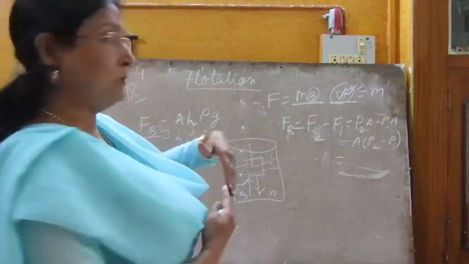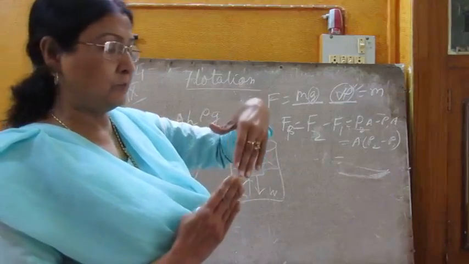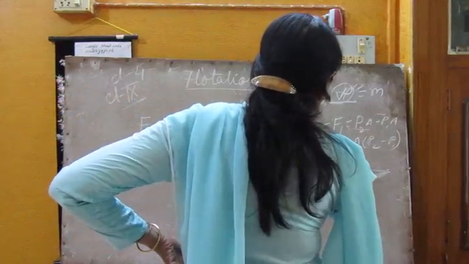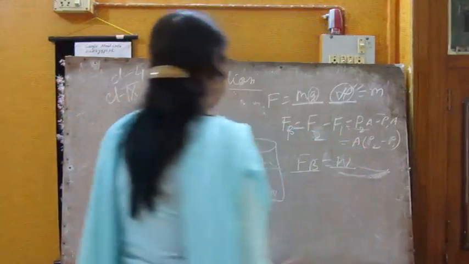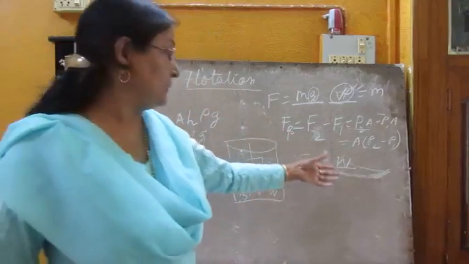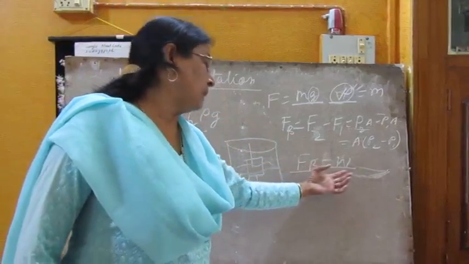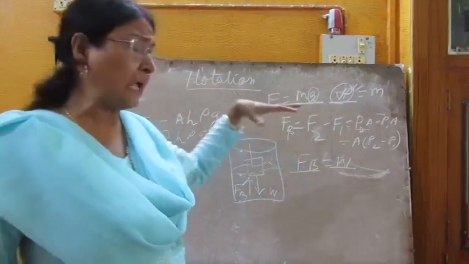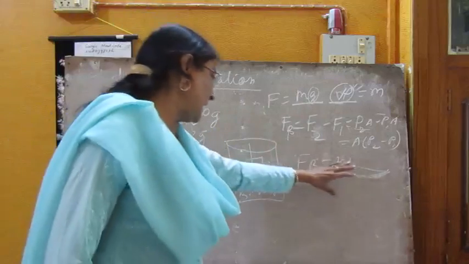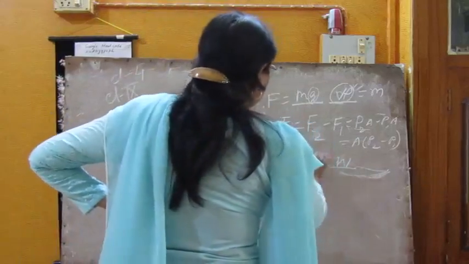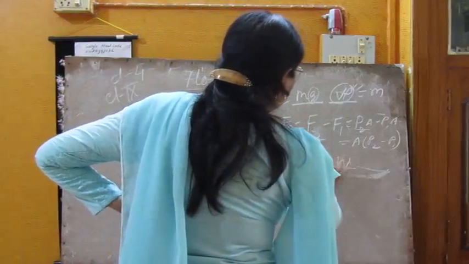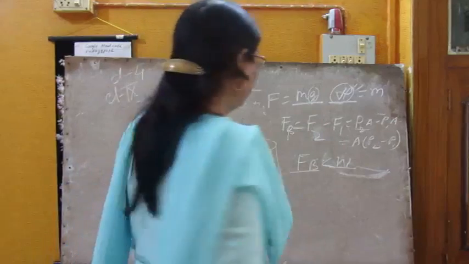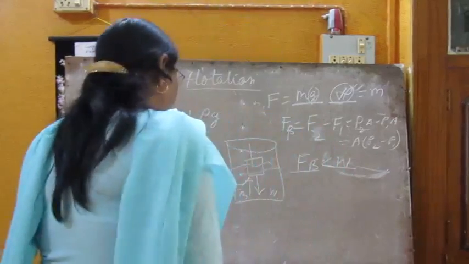So when both are equal, the upthrust and the weight of the body, suppose FB equals W, then the body will float. This is the principle of flotation. But if FB is lesser than the weight, then the body will sink inside the water. So it depends on Archimedes.